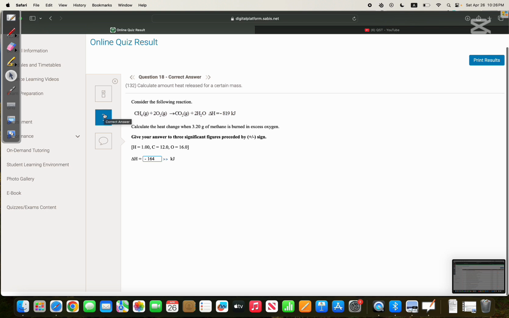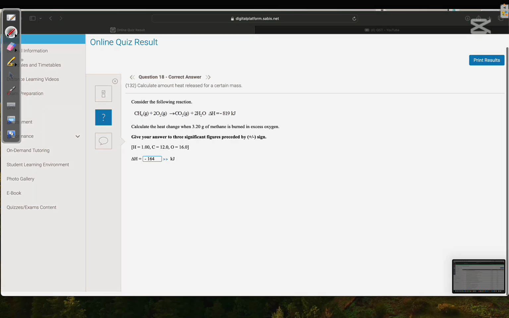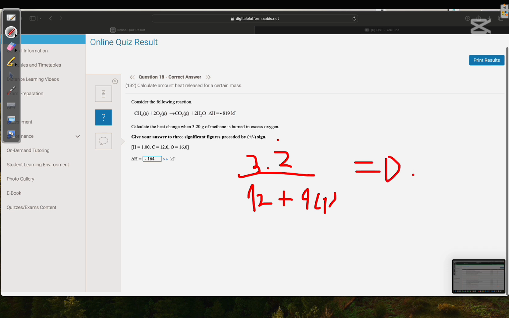Calculate the heat change when 3.2 grams of methane is burned in excess oxygen. Okay, so first of all, let's find the number of moles of methane. So we do 3.2 over 12 plus 4 times 1, because there are 4 hydrogens, which is equal to 0.2.